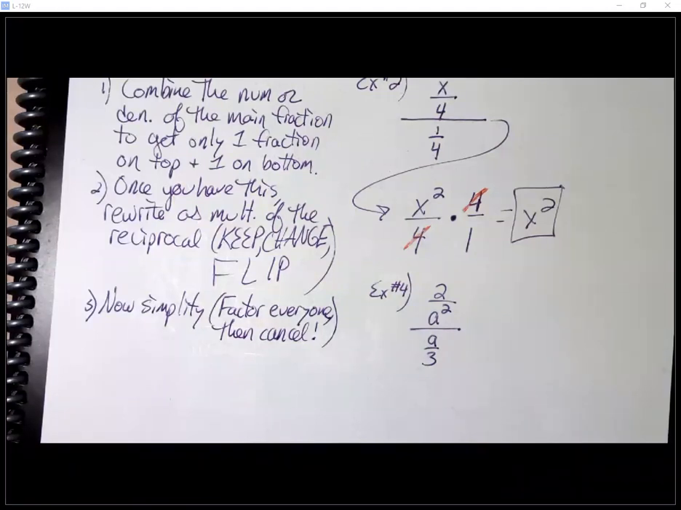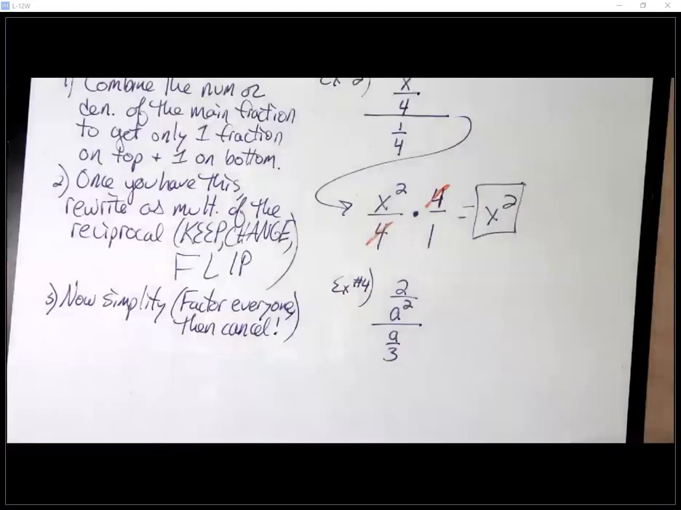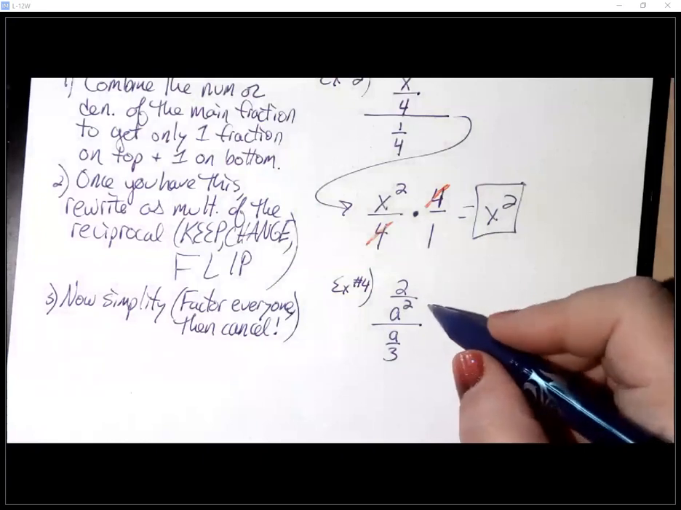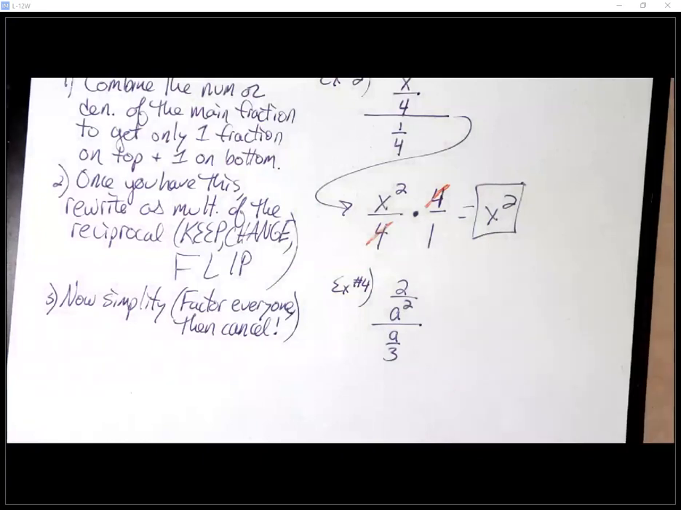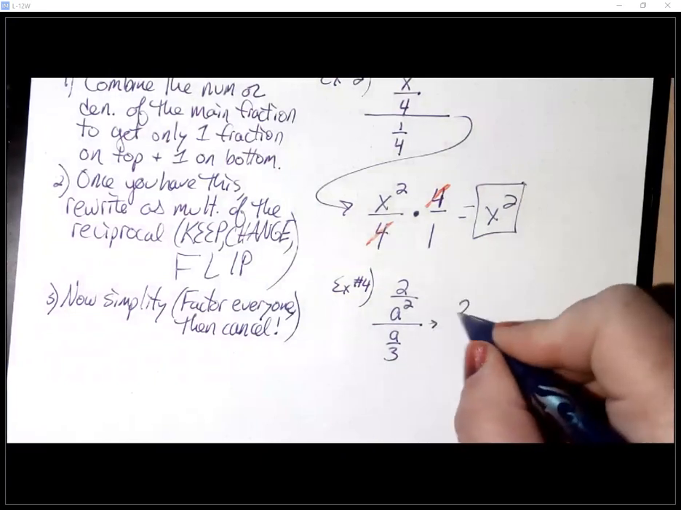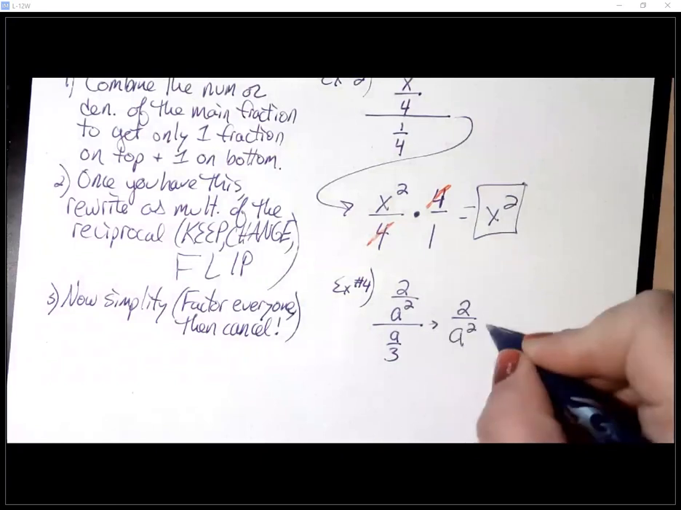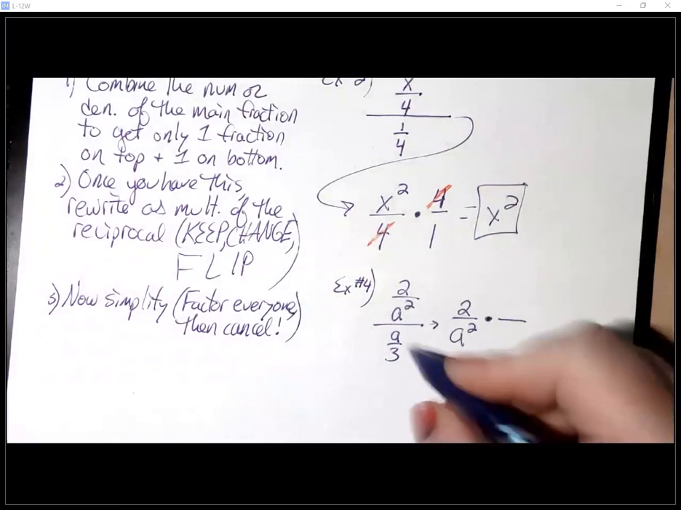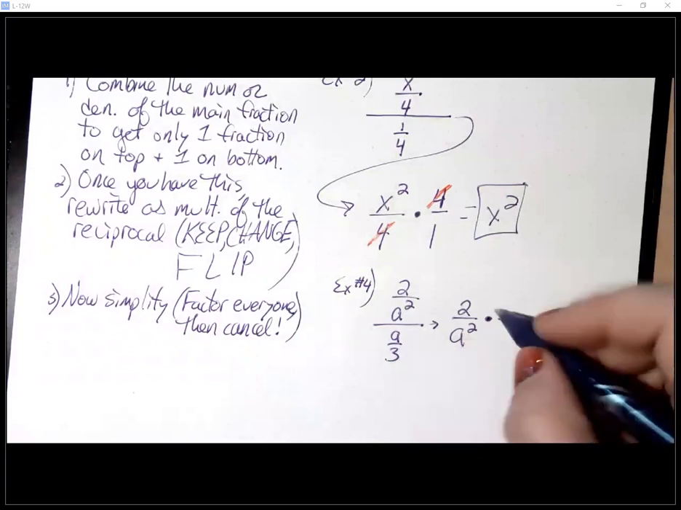Hey, you got an answer? Yeah. Well, this one is a quick one. Step 1 again is already done here. I already have one single fraction over another single fraction. So we'll rewrite it: keep, change, flip. Keep the numerator just like you see it. Change to multiplication, and then I want the reciprocal of the denominator. So that becomes 3 over a.